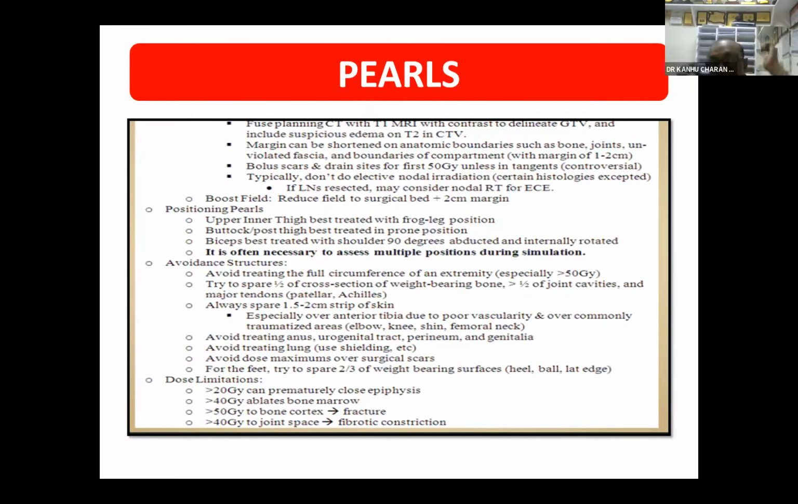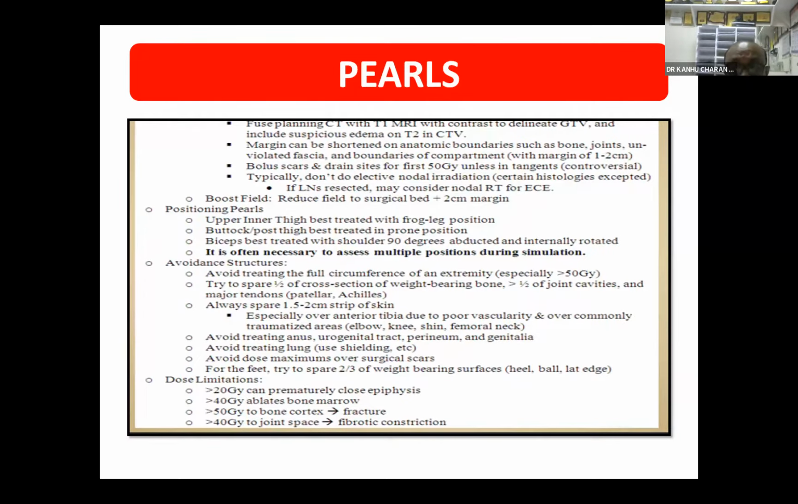There is a very important thing to avoid. If you are going for more than 50 gray, weight-bearing bones like the femur, you should not treat the whole circumference of the femur. And the anterior part of the tibia, that is the shin of the tibia, is less vascular. You have to be very careful. Avoid treating the anus, perineum, and urogenital tract. Avoid treating lungs. Avoid dose maximum at surgical scars. Don't go for Dmax at surgical scars.